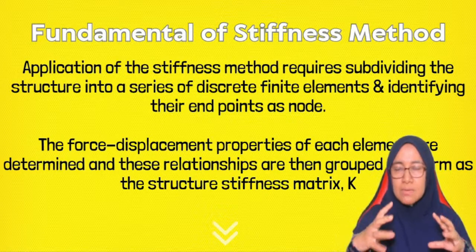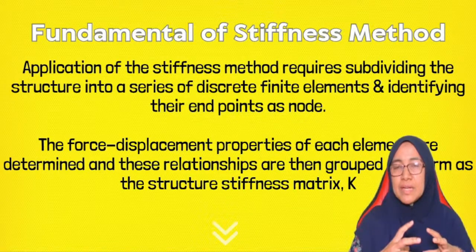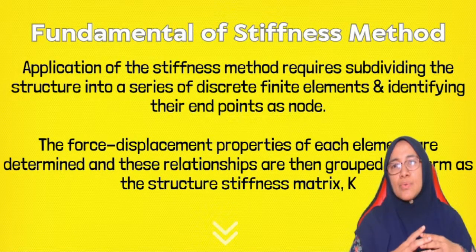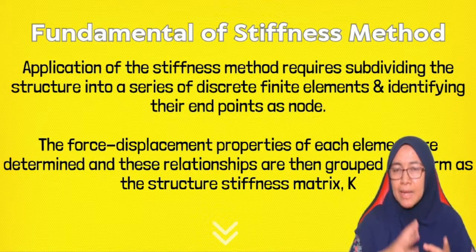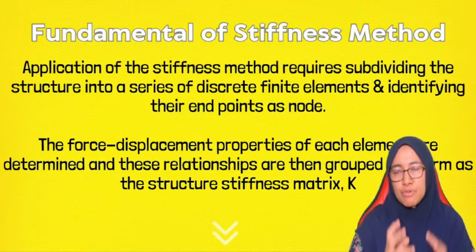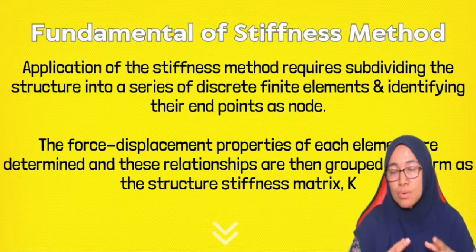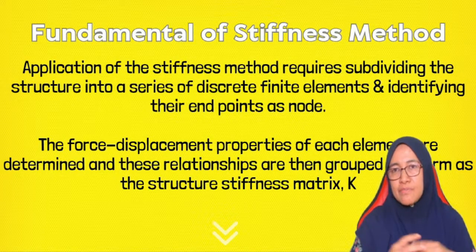So we have one structure, and the structure is a combination of many elements. In order to produce one stiffness matrix, which we call a structure stiffness matrix, we have to produce the element stiffness matrix first, then we produce the structure stiffness matrix. Many elements produce the structure. So when the question is a truss, what we need to do is divide the structure into element 1, element 2, element 3, depending on the structure.